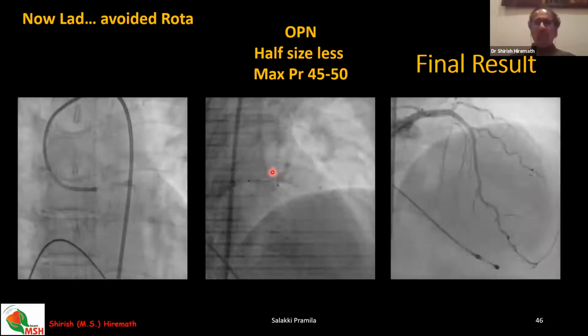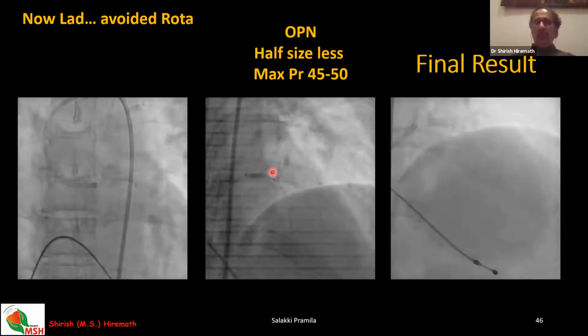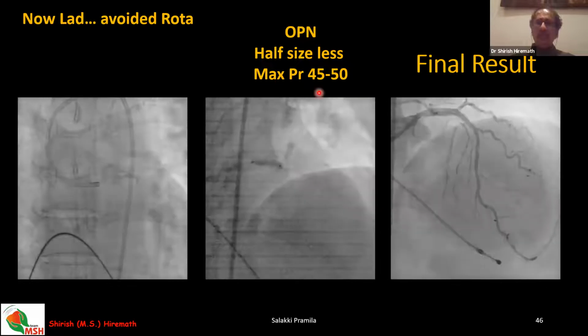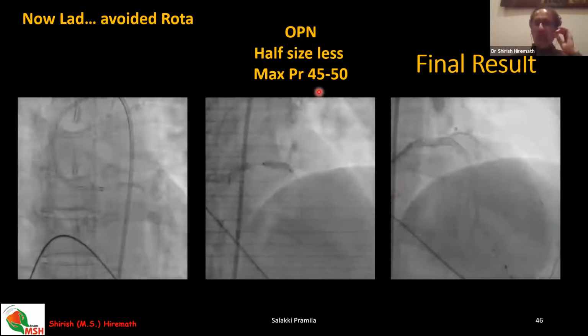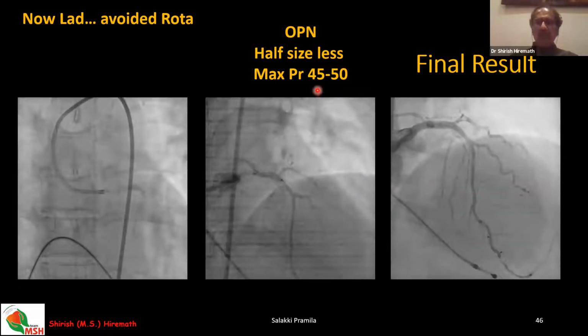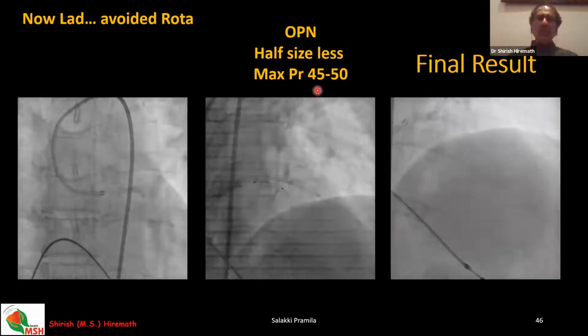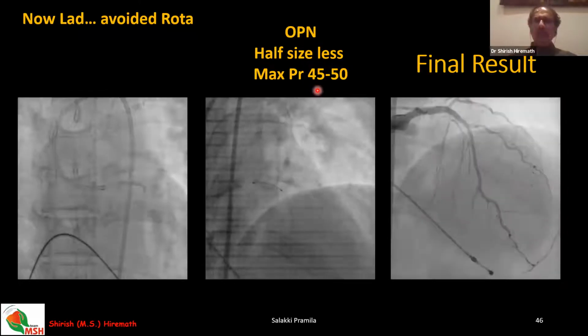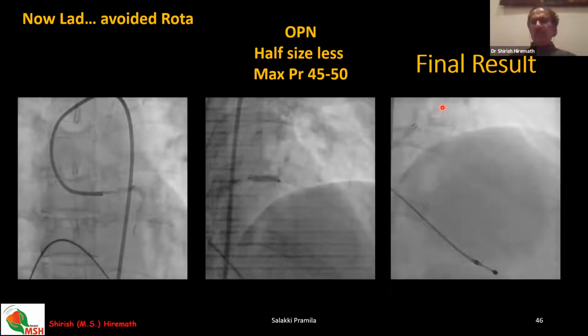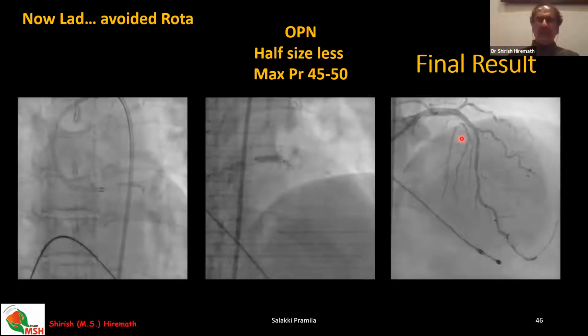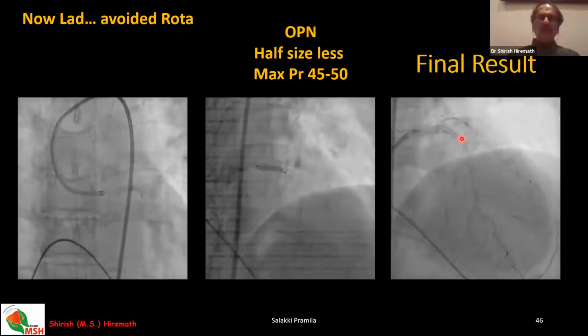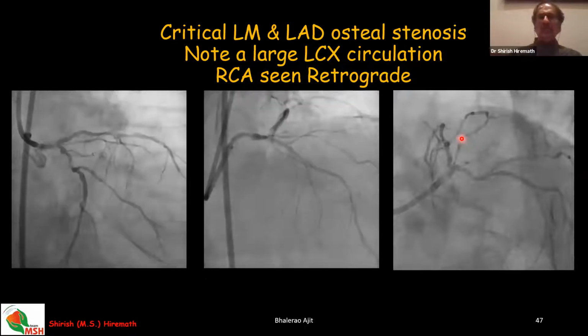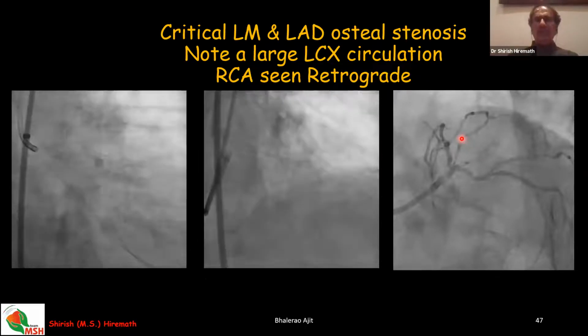You can climb to about 20 as you would do regularly, but beyond 20 to 45 or 50, you go slow. Keep watching the balloon, and then we were able to achieve a nice result even on LAD. So distal embolization is the least possibility with this kind of technique.